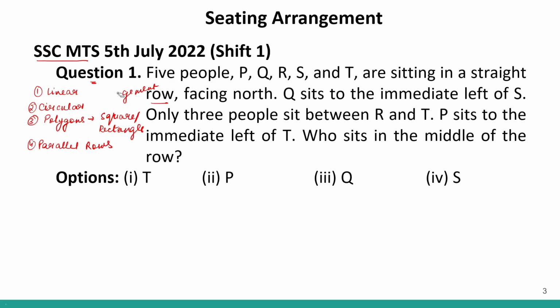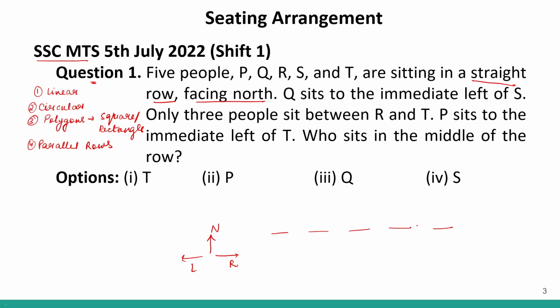This particular question is from linear seating arrangement because they are sitting in a straight row facing north. So if they're facing north, that means they will be facing this side, correct? And if I'm facing north, this will be my right side and this will be my left side, correct? So there are 5 people. So 5 places, 1, 2, 3, 4, 5.